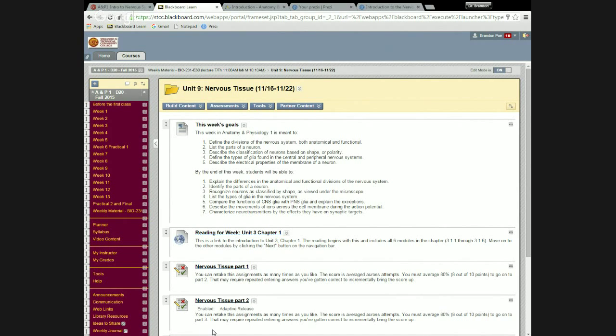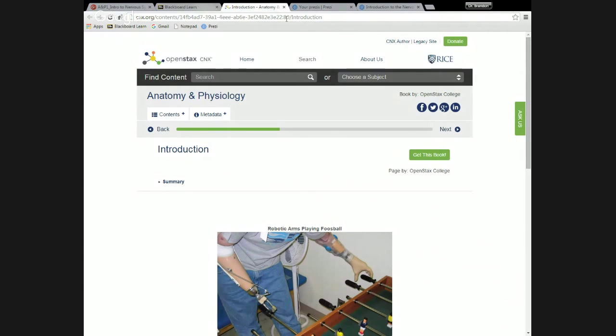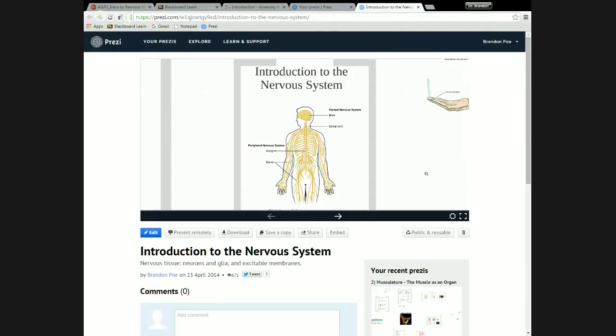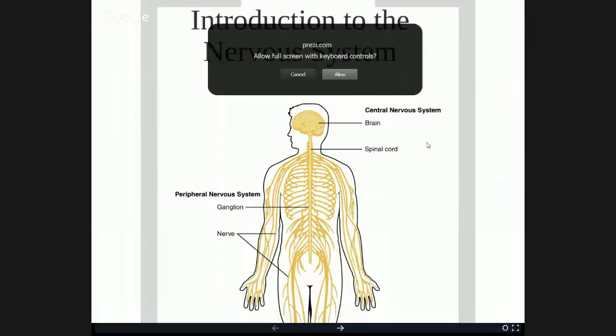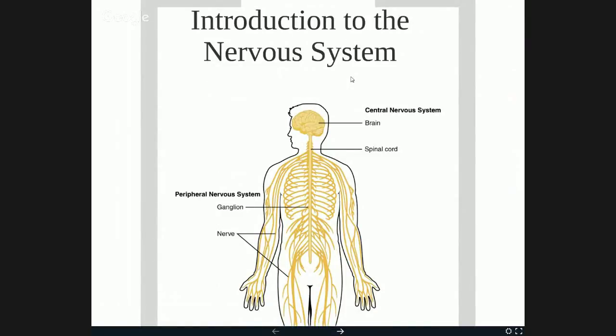Obviously, yesterday in lab, I pointed out that we're starting the nervous system stuff, and I want to introduce the nervous system and talk about what the nervous system is in broad terms.